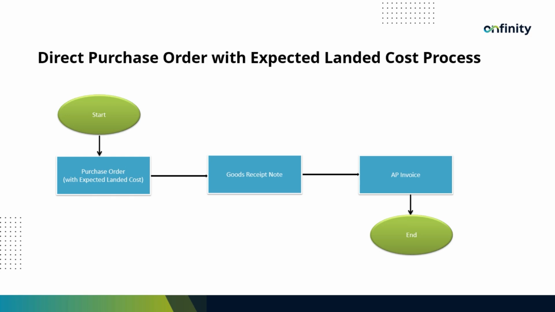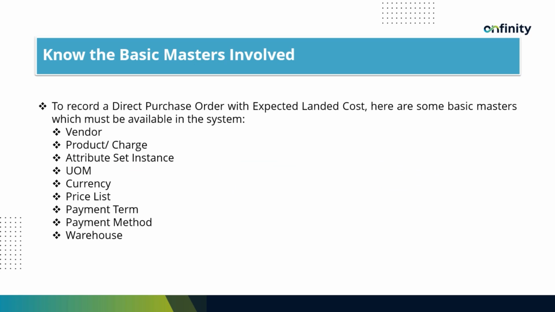Now that we understand the overall process, let's take a look at the basic masters involved in this process. To record a direct purchase order with expected landed cost, there are some masters which must be available in the system. To begin with, you'll need to ensure that the following master data elements are properly configured for this process to run smoothly. Vendor: this is the supplier from whom you're purchasing goods or services. Product or charge: the item you're buying, or any additional cost component like freight or duty.